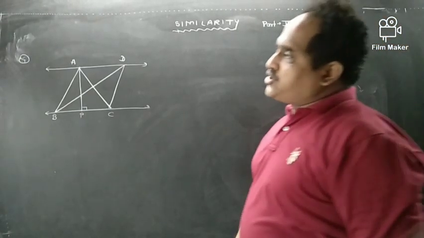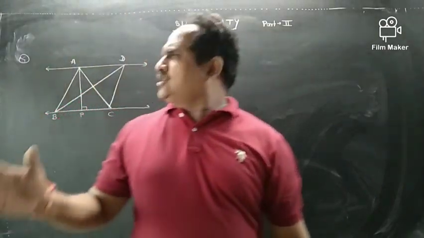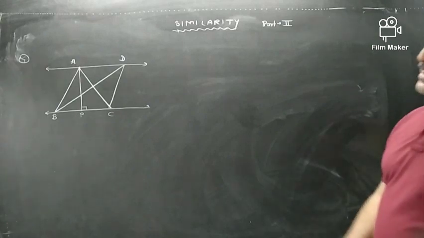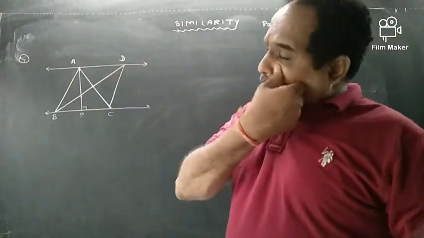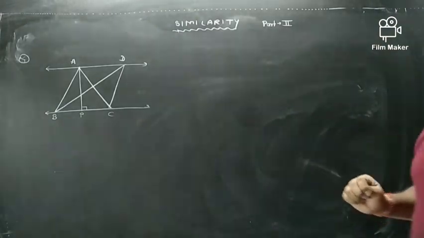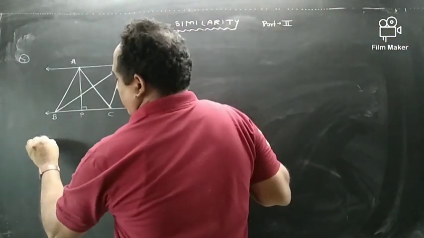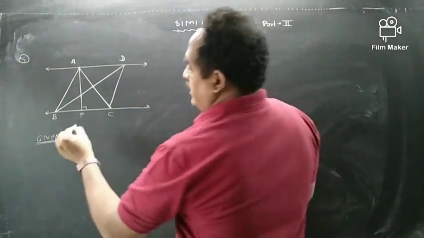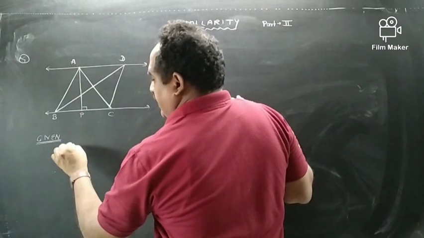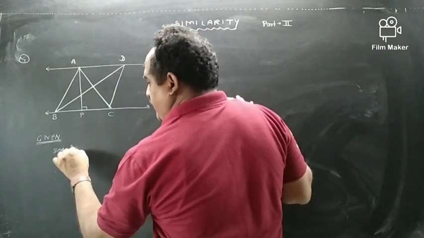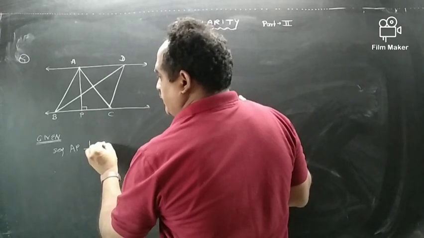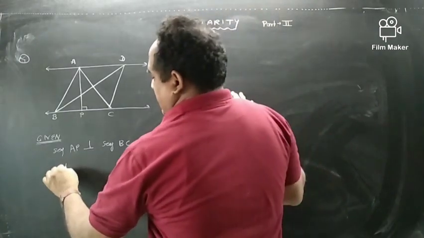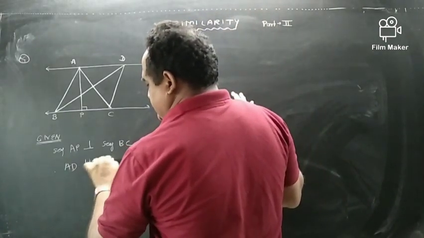Now we are going for the fourth question. You must be happy seeing this question, it is our favourite question. Two lines are parallel, so how can we do it? Let us just see what is given. Segment AP is perpendicular to segment BC, and AD is parallel to BC is given.